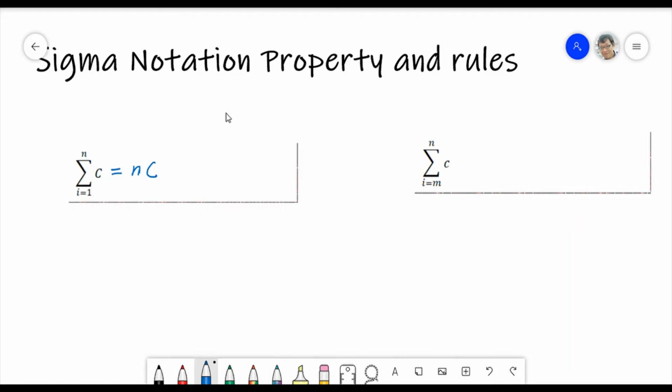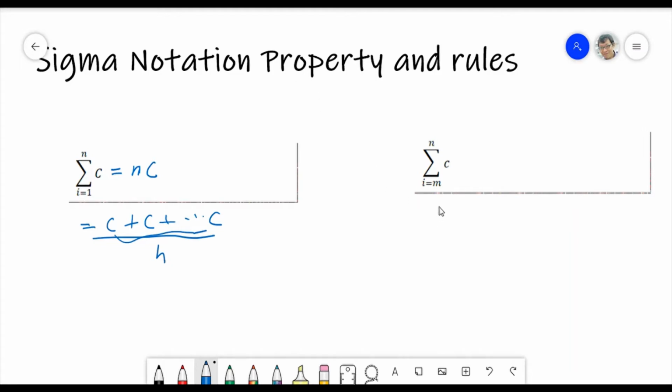If you ask why, that is easy. Starting from i equals 1 it will be c, then i equals 2 will be c, until the nth c. So in total there are n of them, so nc. How about here?